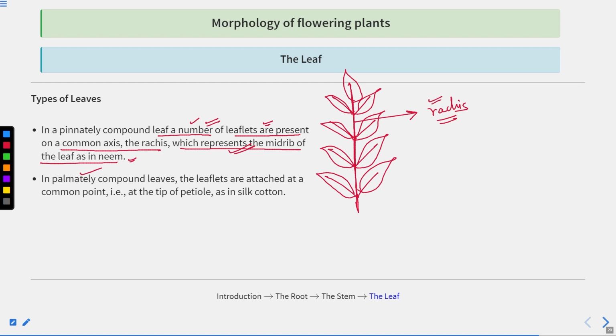Now in palmately compound leaves, the leaflets are attached at a common point. In the palmately compound leaf, all the leaflets are attached at a common point at the tip of the petiole, and that we can see in the case of silk cotton. That is called a palmately compound leaf.